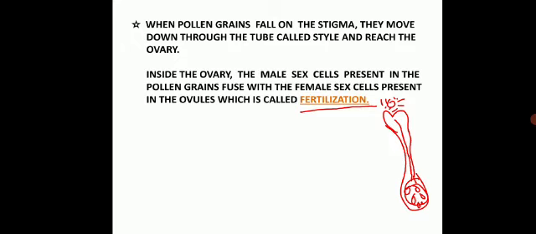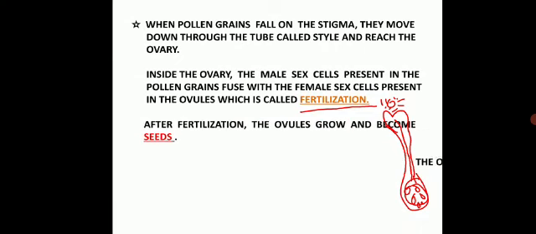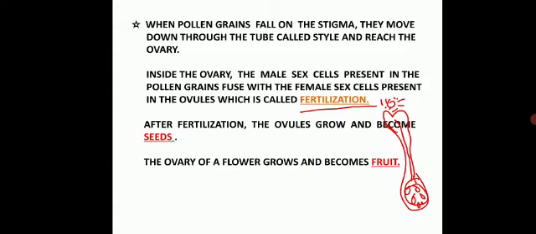After fertilization, the ovules grow and become seeds. The ovary of a flower grows and becomes fruit. The fruit protects the seeds and the other parts of the flower dry up and fall off. So, this is all about the different parts of a flower. Hope you all have understood.